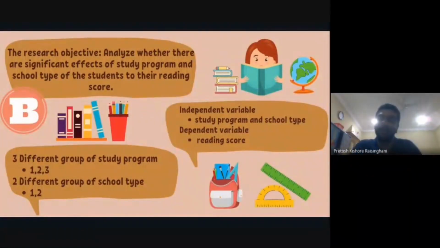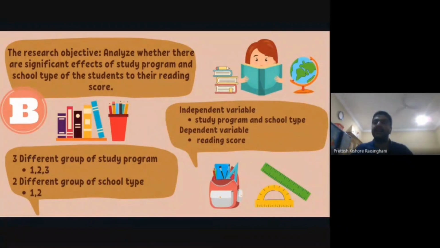Next is the number 2b. The research objective is to analyze whether there are significant effects of study program and school type of the students to their reading score by using two-way ANOVA. The dependent variable is reading score and the independent variables are study program and school type.